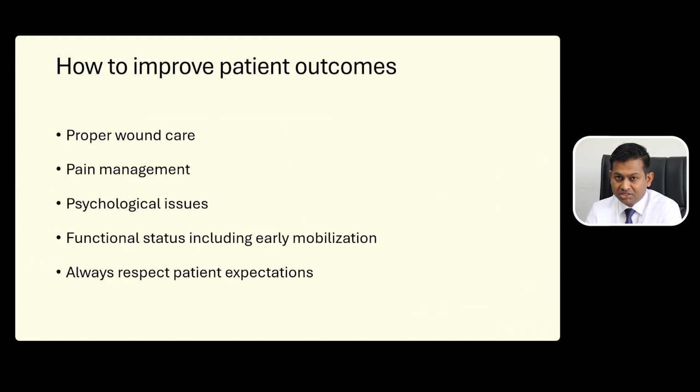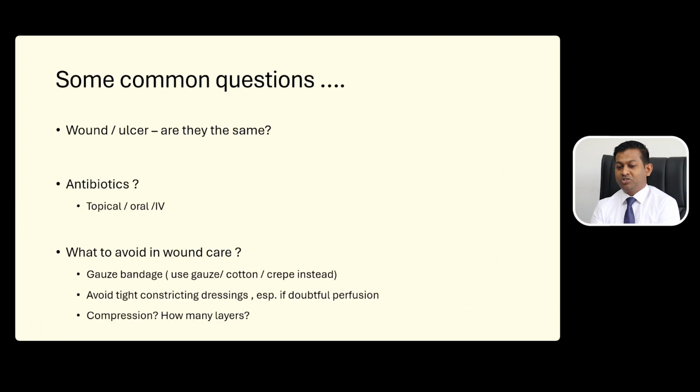Whereas there may be some young patients with extensive ulcers, even though it's technically possible to do something, they want to go for amputation, have a prosthesis, and get back to their life as soon as possible. So always respect the patient's expectations. That's why I'm saying sometimes we need to be patient oriented, and we need referrals, specialized care, and multiple disciplines involved. Okay, some common questions. I'm going to go through some questions before you ask me some questions. I hope I will cover at least some of them because of the time constraints.